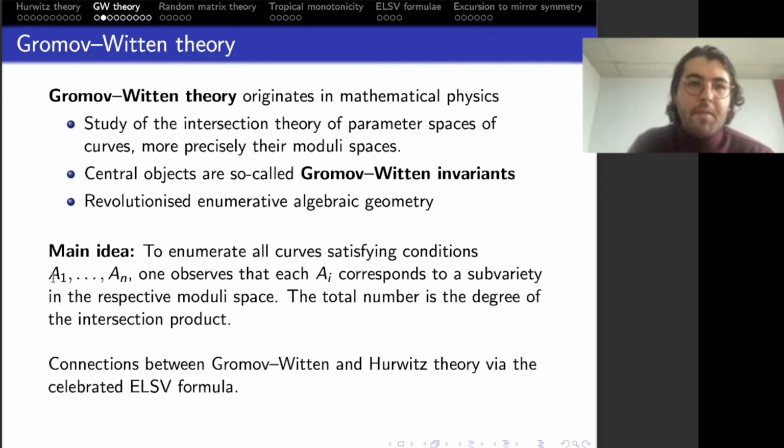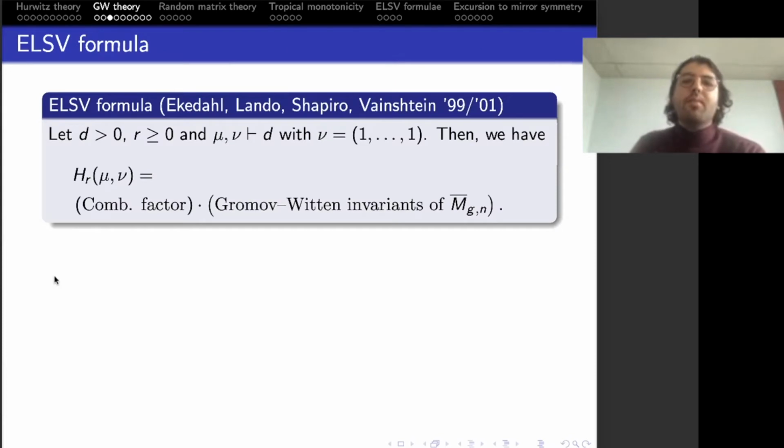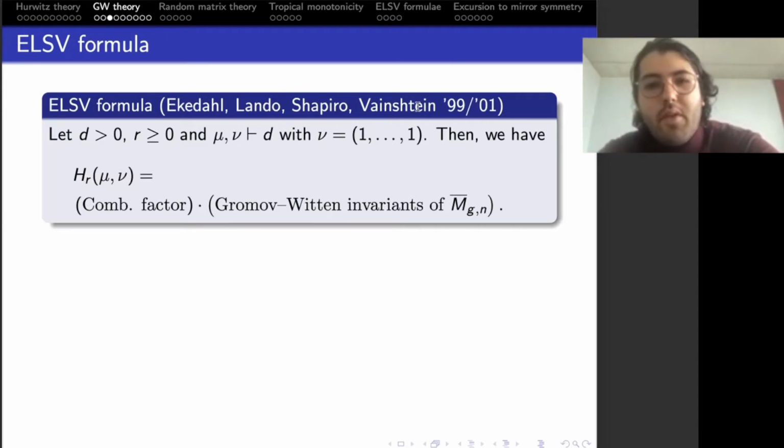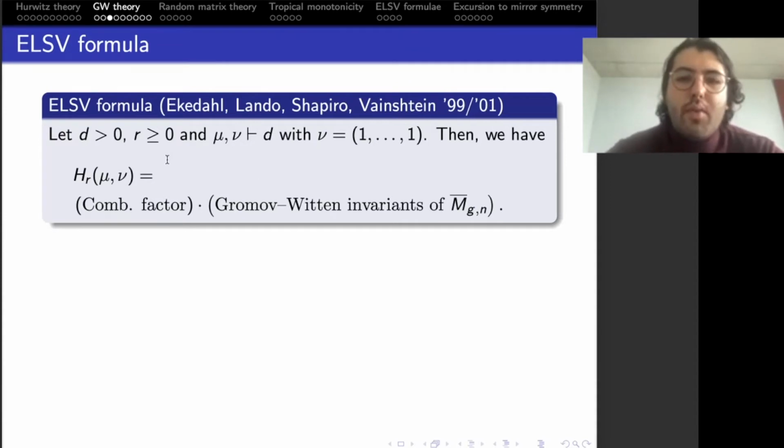Okay. So the connections between Gromov-Witten theory and Hurwitz theory are especially via something which we call the ELSV formula, which is a very celebrated result from 1999 and 2001, depending on what you count. So in 1999, Ekedahl, Lando, Shapiro, and Vainshtein announced a very specific formula for a certain subclass of double Hurwitz numbers, and the proof was then given in 2001. And the result is the following.